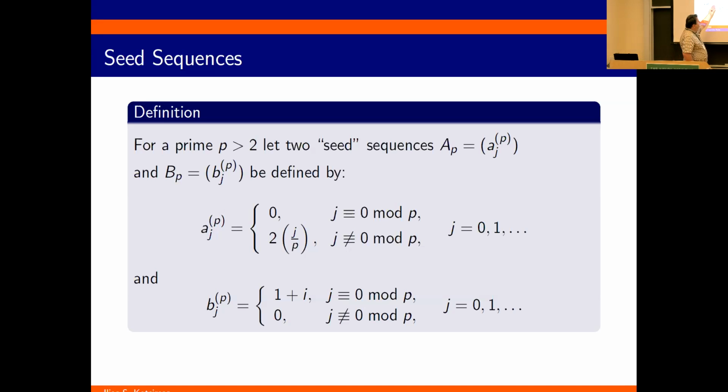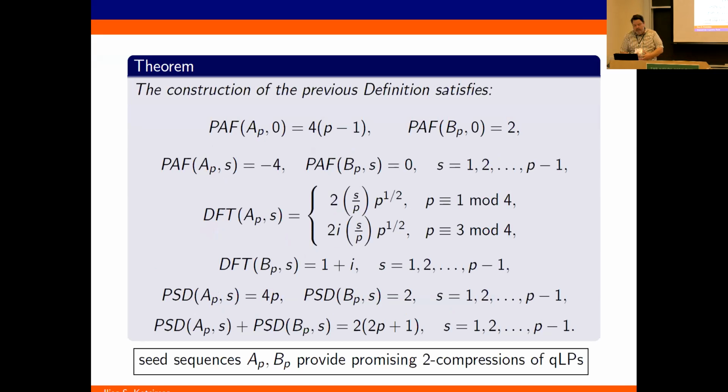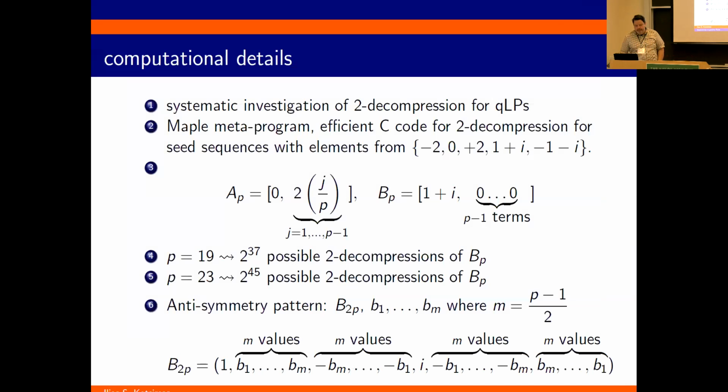So this is one possibility. We define these sequences A_P, which are 0 if j is 0 mod p, and 2 times the Legendre symbol if j is different from 0 mod p. And B_P is 1+i, and then all zeros. Then it's easy to see that you can determine the autocorrelation values of these sequences. And if you look at them, the sum of the PSDs is 2p+2. So if you remember the compressions, the seed sequences A_P and B_P provide promising compressions for quaternary Legendre pairs. I just wrote them down for you. This is A_P and this is B_P.